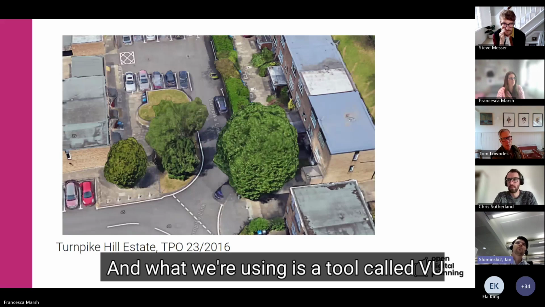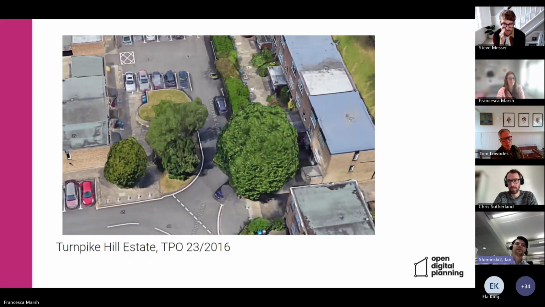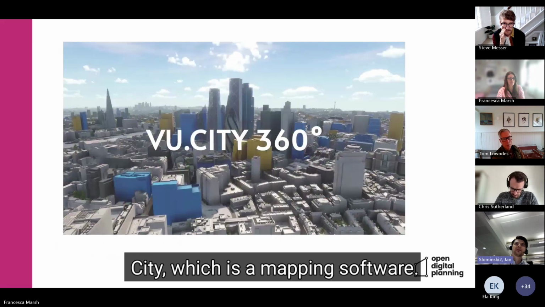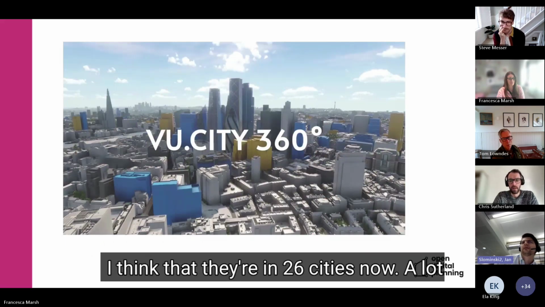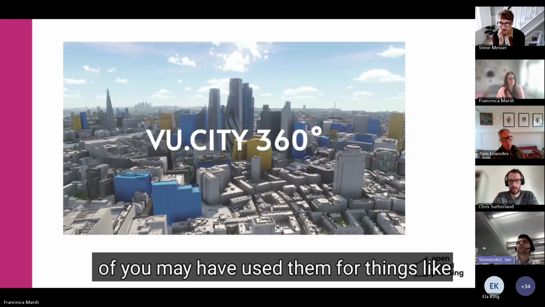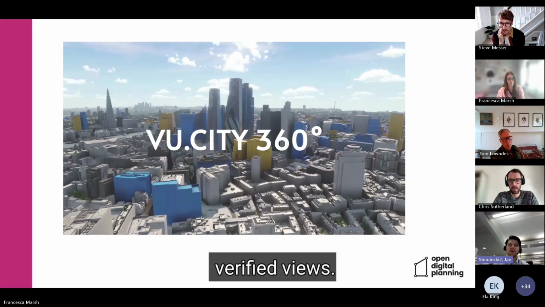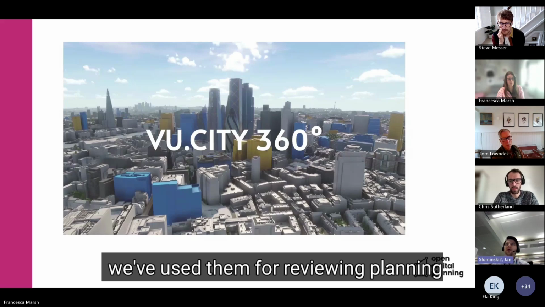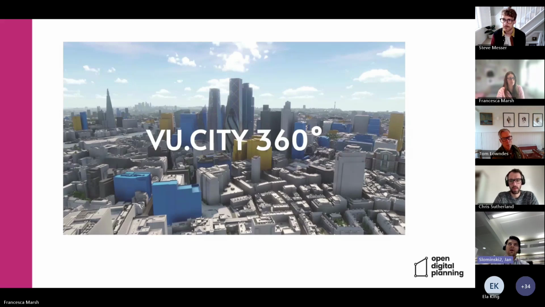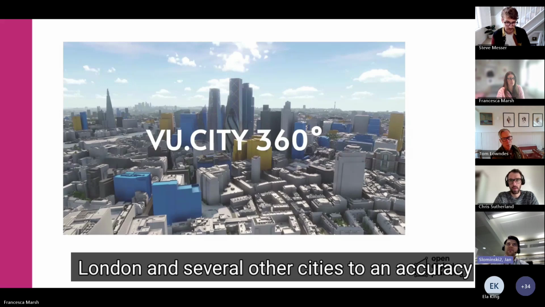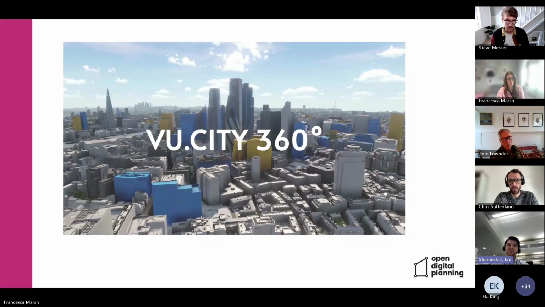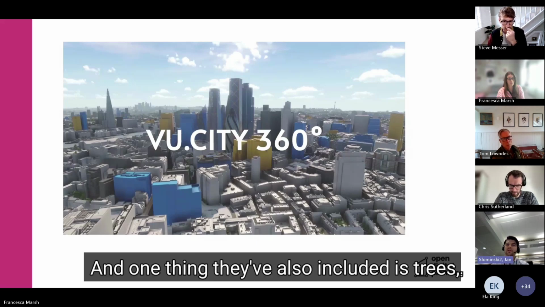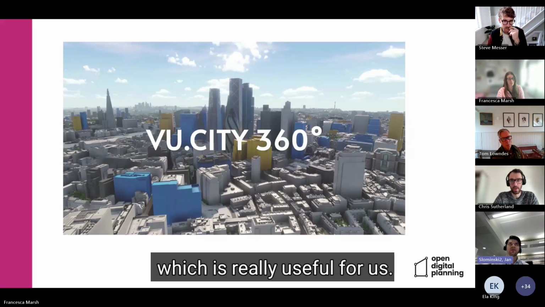And what we're using is a tool called ViewCity, which is mapping software. I think that they're in 26 cities now. A lot of you may have used them for things like verified views. We use them for our tall building study, and we've used them for reviewing planning applications for tall buildings. They've mapped London and several other cities to an accuracy of 15 centimeters. And one thing they've also included is trees, which is really useful for us.